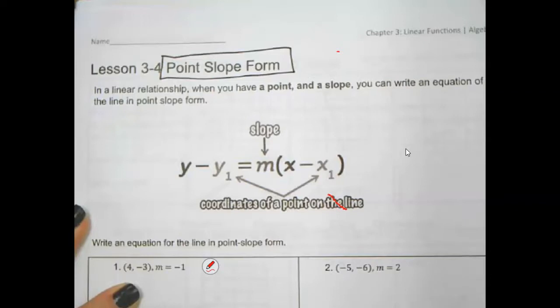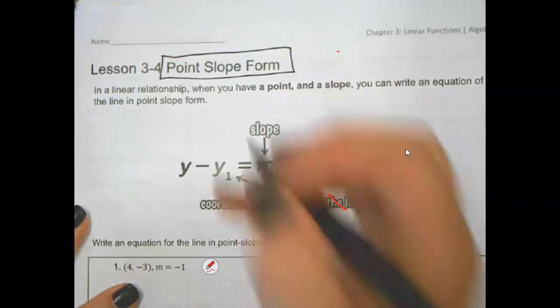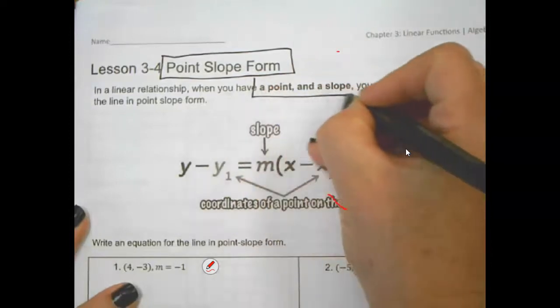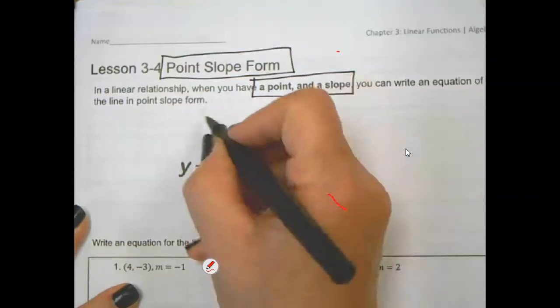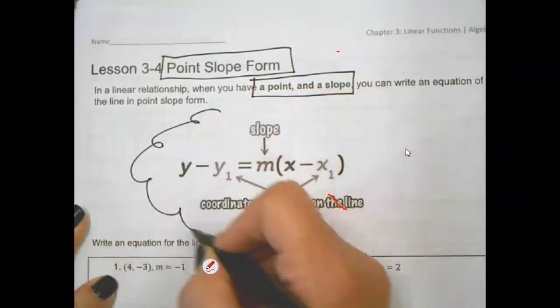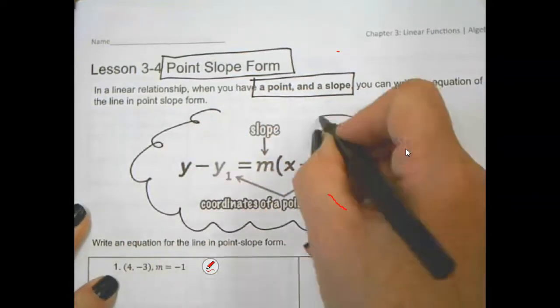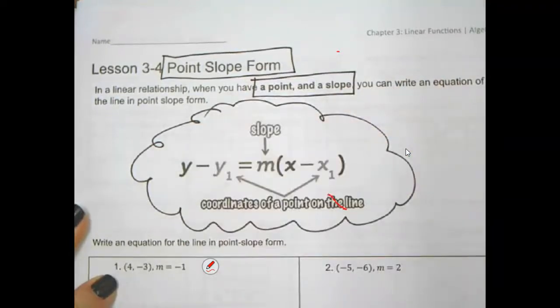So this is called point slope form. This is also a linear equation. And specifically, if you're given a point and slope, you will use the point slope form. And here's the formula right here. So it kind of gives you a formula to follow.